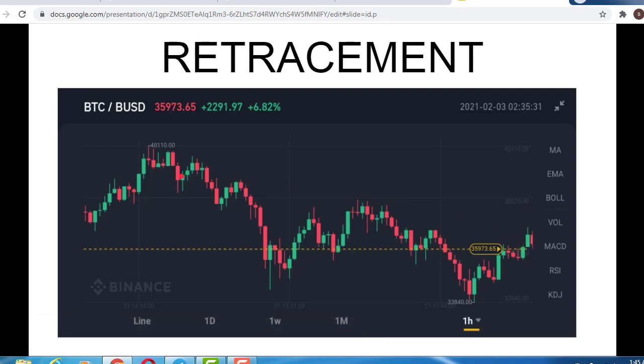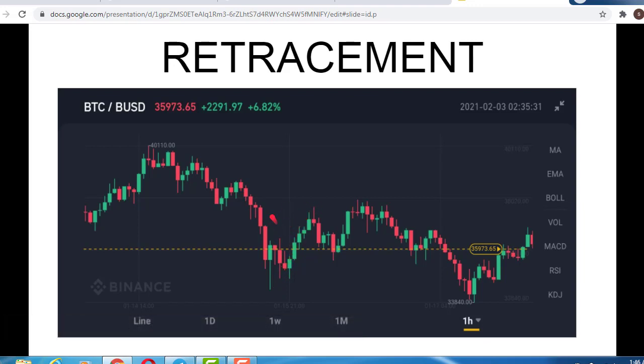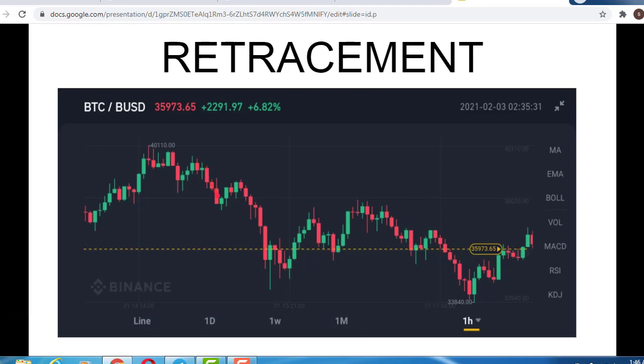Now if you look at this point, market goes down, comes back up. So this is a retracement. It comes down again to this point, goes back up. This very move is a retracement. It comes back down up to this very level. So this move is a retracement. Why is it a retracement? It's a retracement of the initial move. This is a retracement of this initial move.